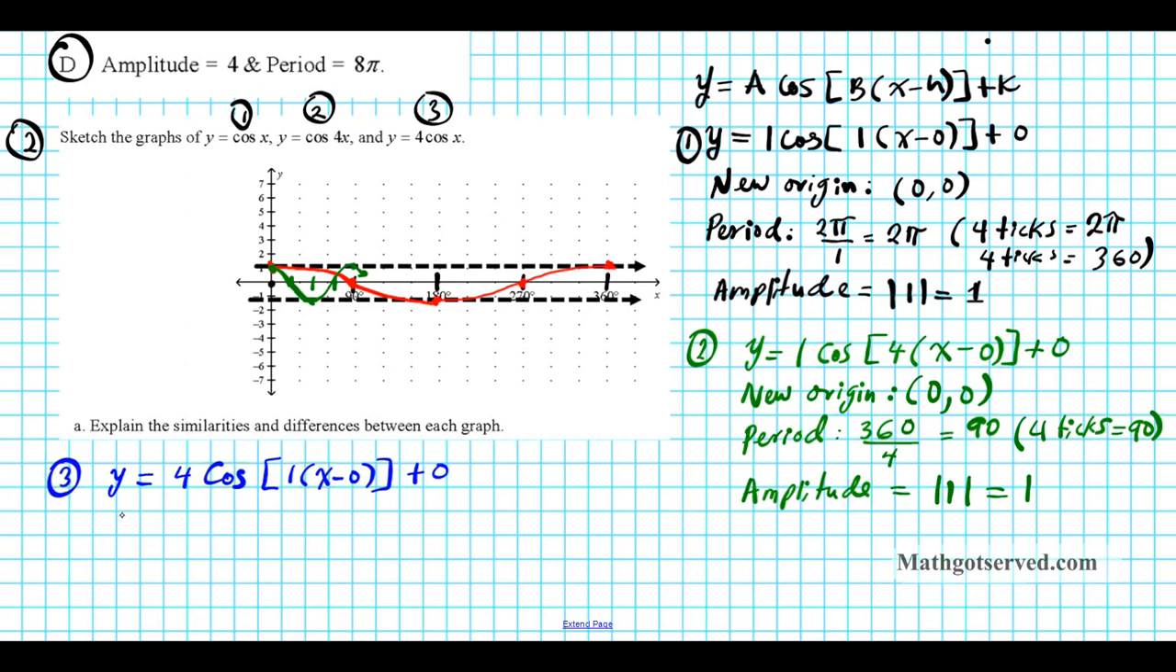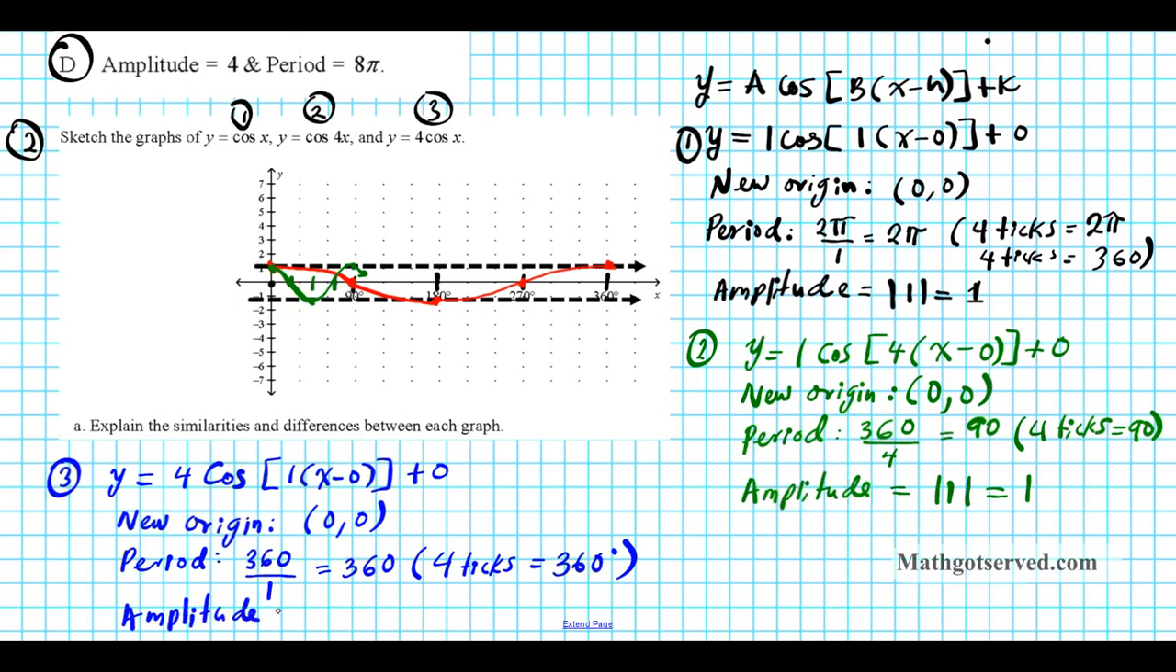Now let's find our new origin. New origin is 0, 0. Opposite of the number next to x is the x coordinate, and then the other number is the y coordinate. Our period is 2 pi over b, or we can use 360, which is the same thing as 2 pi radians, 360 over b, which is 1. So that's going to give us 360 degrees. So that tells us that 4 ticks is equal to 360 degrees. Each tick will be 90 degrees. And lastly, we need our amplitude.